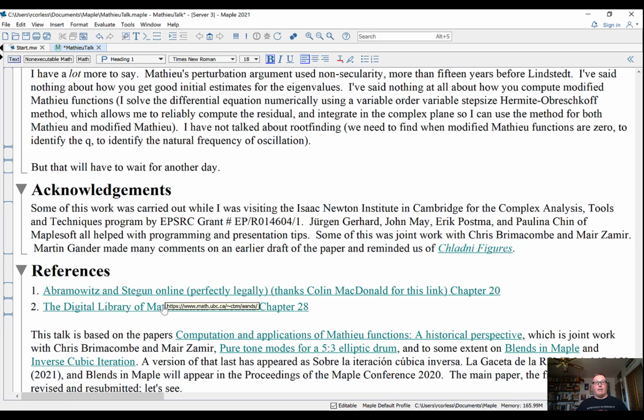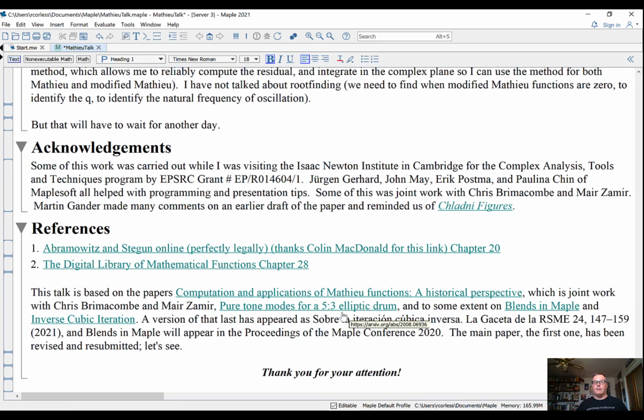References. Abramowitz and Stegun is online perfectly legally. And of course, it's been replaced by the Digital Library of Mathematical Functions. Chapter 28 on Mathieu functions was written by Professor Wolf, but quite a lot of the earlier work, of course, was based on Chapter 20 of Abramowitz and Stegun. So this talk is based on the paper Computation and Applications of Mathieu Functions: A Historical Perspective, which is joint with Chris Brimacombe and Meir Zamir.